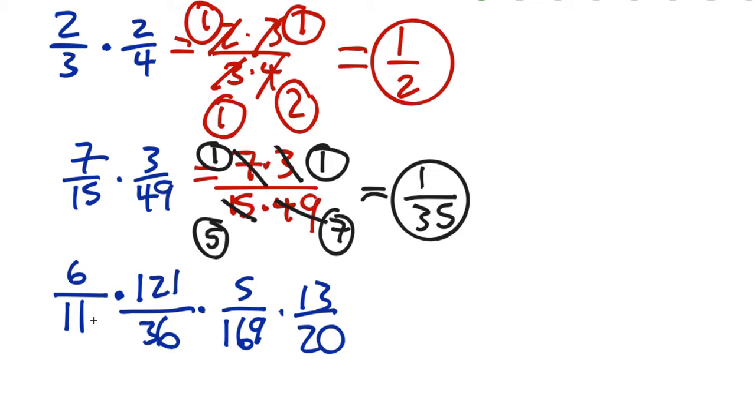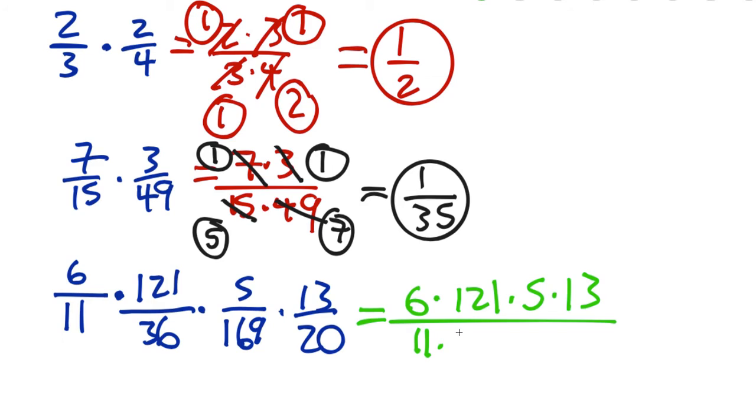Lastly, we've got 6 over 11 times 121 over 36 times 5 over 169 times 13 over 20. My goodness, this is pretty big, huh? Let's see what happens. So it's going to be 6 times 121 times 5 times 13 all over 11 times 36 times 169 times 20. I'm writing out the numbers, giving a little space because when we cancel, it's just going to look really busy when I start making some annotations here.